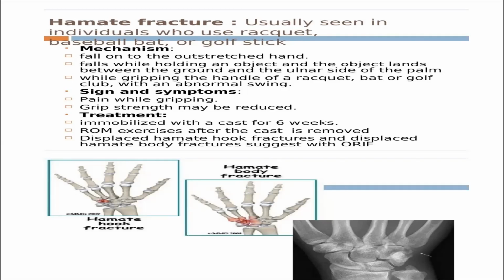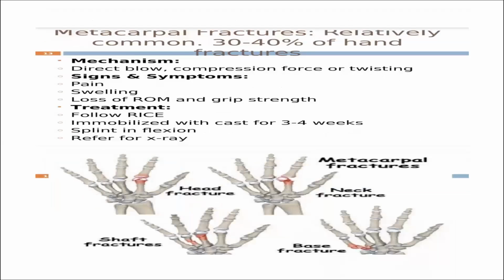For a displaced fracture of the hamate hook or a displaced hamate body, basically, the hamate has two parts, a body and a hook, so the anatomy needs to be restored. And here, as you know, the ulnar nerve is in close relation with the hook of the hamate, so it can lead to ulnar nerve injury. So anatomical restoration is very important for hamate fracture.